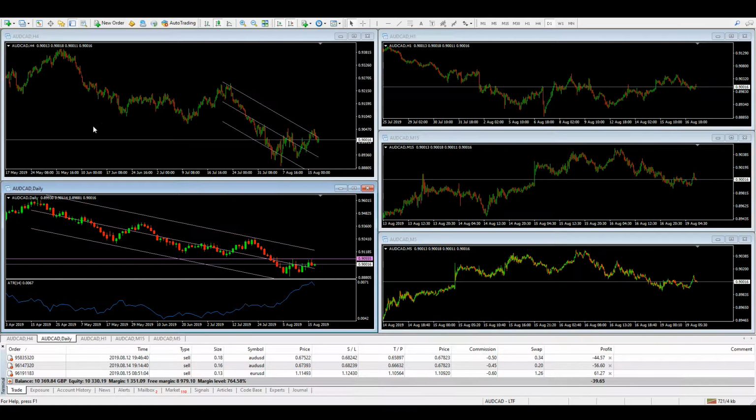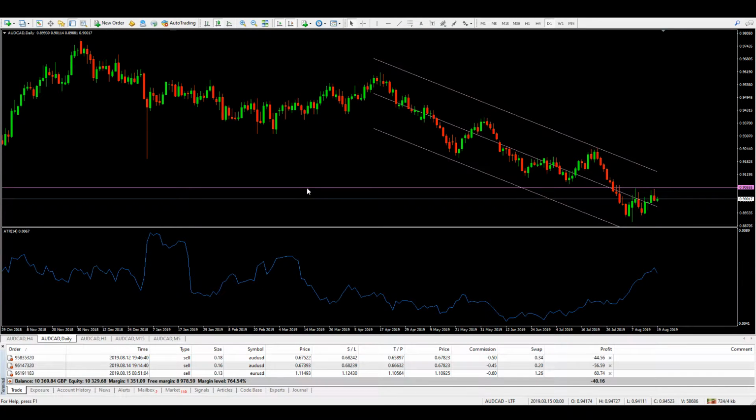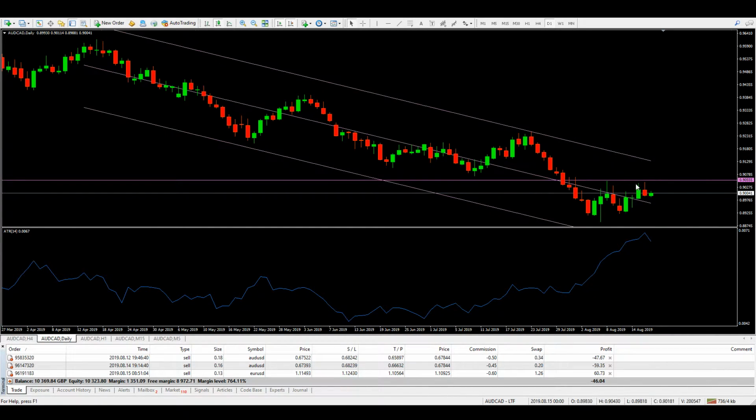Let's have a look. So we've got AUDCAD here first of all. Yeah, some nice price action on this on the daily. So we've got some lower highs, lower lows. Got the standard deviation channel around the price, and it's currently above our medium or average, if you like, of the standard deviation channel. And we've seen some reversal type candles off of some previous resistance.